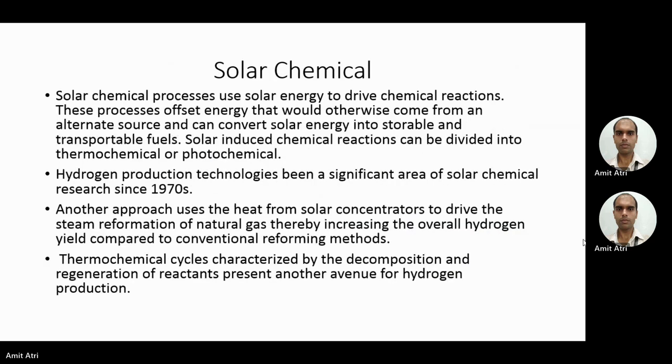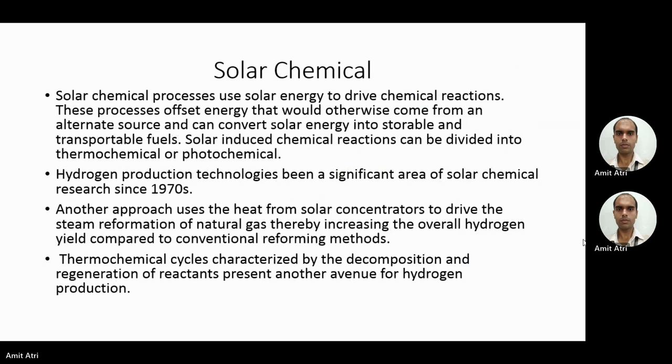Now, solar chemical. So solar chemical processes use solar energy to drive chemical reactions. So these processes offset energy that would otherwise come from an alternate source. Okay, some type of fuel we would be using. Now we don't need that, and storable and transportable fuels we can obtain. So some of these processes, like the very common one, that is hydrogen production, and the process of steam reformation of natural gas, of methane.